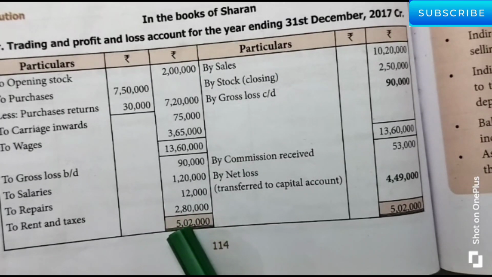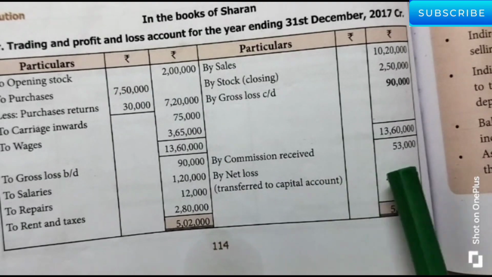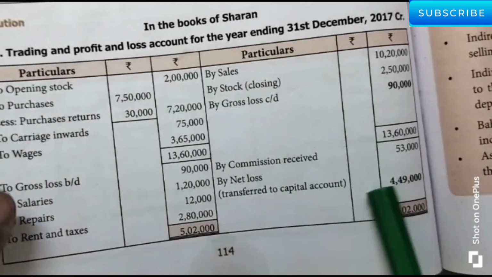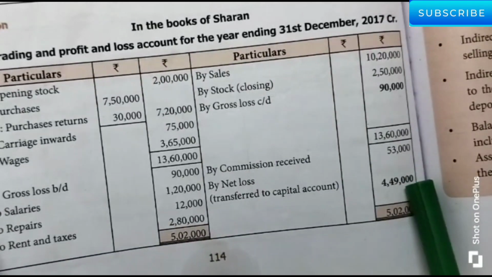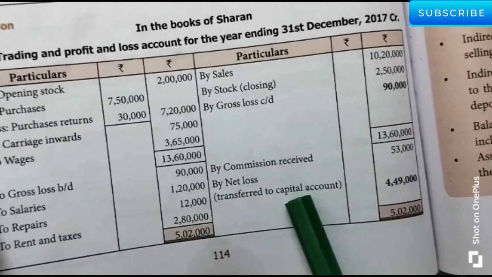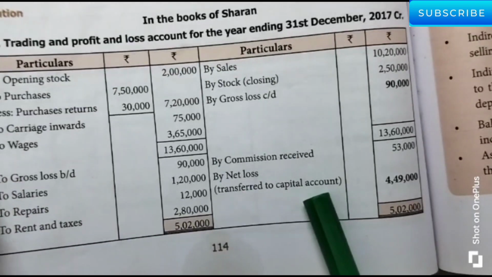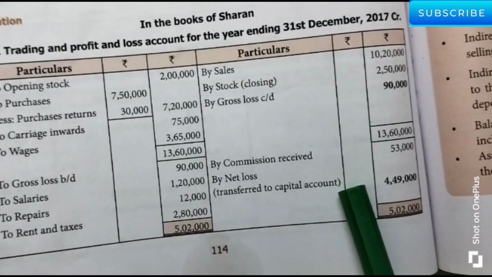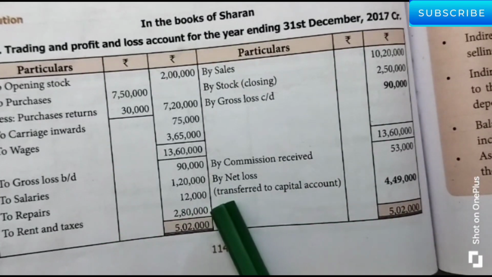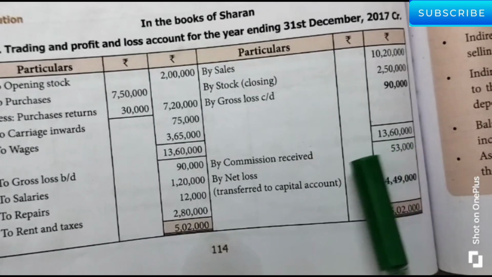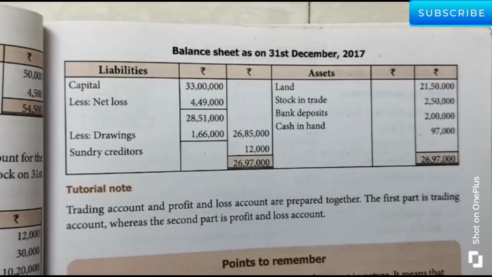Okay, so you will get the net loss on the credit side. Net loss rupees 4,49,000. Then you have to transfer that net loss into the capital account. So you have to write "transfer to capital account" within the bracket. So we prepared the trading and profit and loss account. Now we are going to prepare the balance sheet.